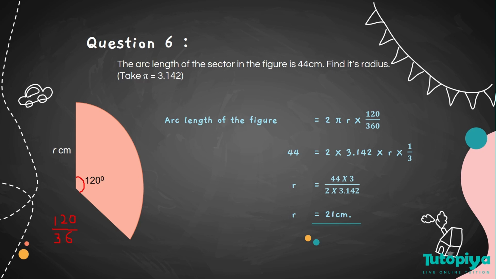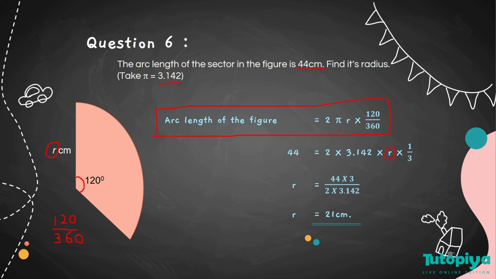So we don't know the value of r, which we need to find. So the formula is arc length of the figure is equal to 2 pi r multiplied by 120 over 360, which is the size of the circle given. So we know the arc length is 44 centimeters. We are starting to substitute. 2 and pi is equal to 3.142 multiplied by r, which we do not know, we have to find, and 120 divided by 360. When we simplify, we get it as 1 over 3.